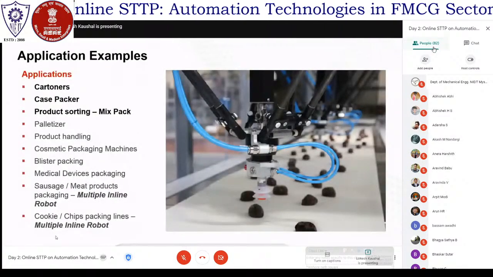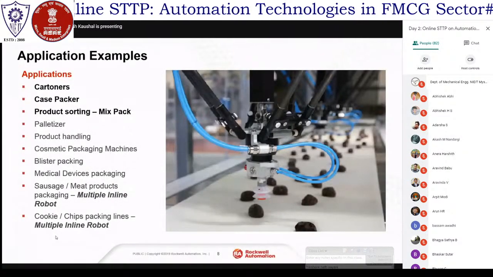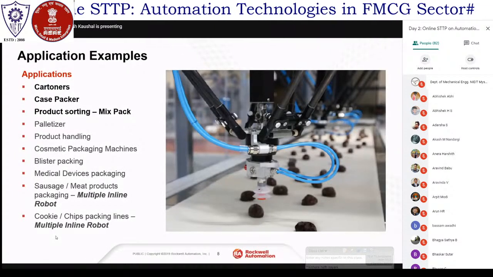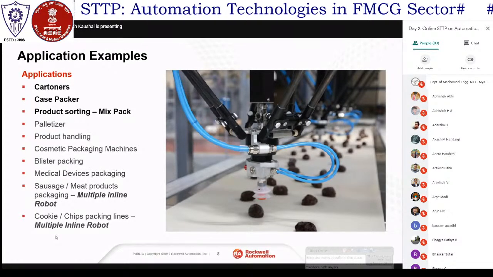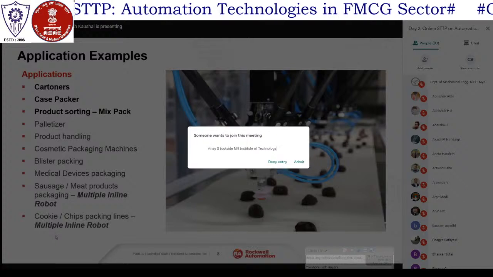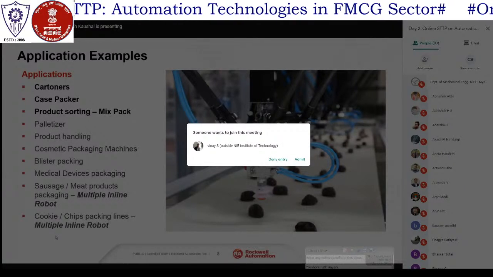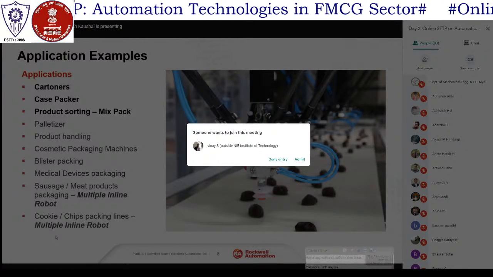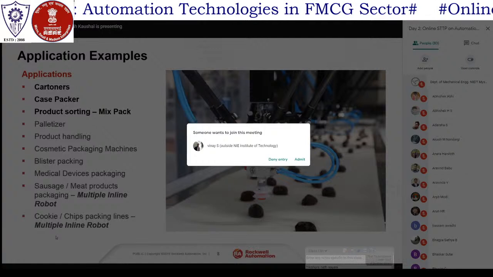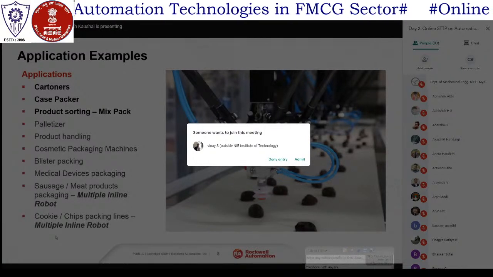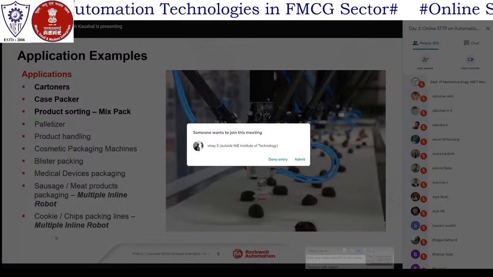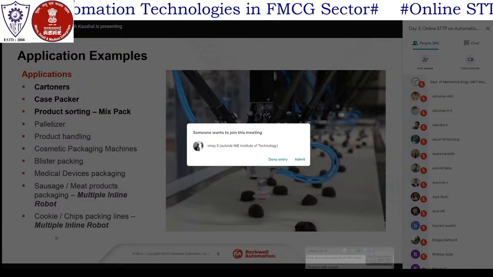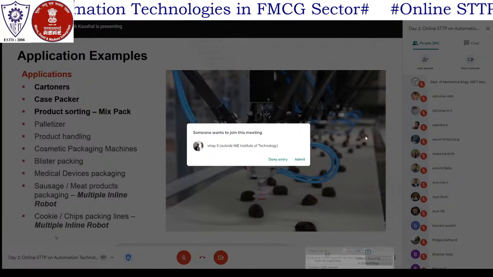Right. Let's look at a variety of applications that can be handled with integrated robot solutions. You can deploy them for cartoners, case packing, product sorting, mix packs, wherein you are putting different types of products into a single carton for usage. A good example will be all the festive packs that we see. For example, a single chocolate box has multiple varieties of chocolates in it, and those all could be put into a robot's access area, and the boxing can be done automatically.